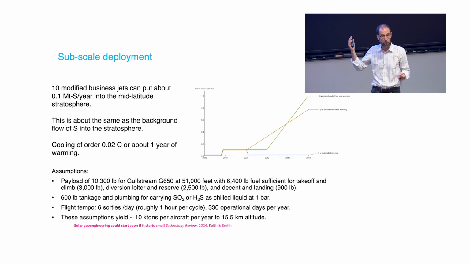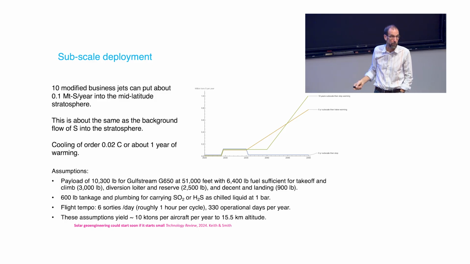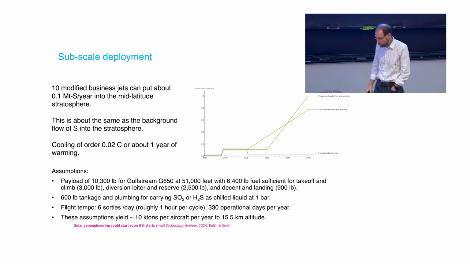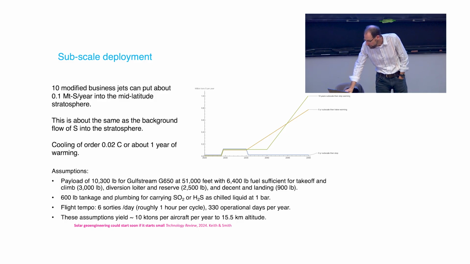Because remember the numbers I showed you before. Pinatubo was 8 million tons. This would be 80 times less than that. And it cools in a not insignificant amount. It cools to something like 0.02 C, which may seem very small, but that's the equivalent of delaying global warming by a year, which is not nothing. And you could ramp up from there. That gives you just a rough sense of what something that's doable, in principle doable quite soon if people wanted to, might look like.